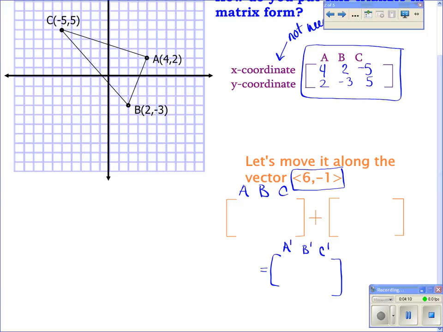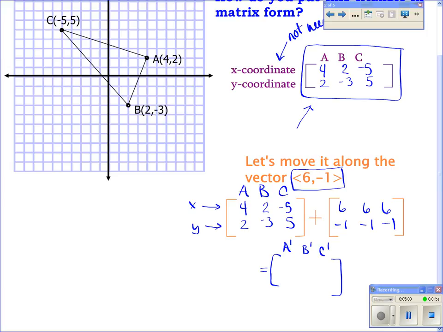So it'll end up at 3 new coordinates. ABC we already know, it's right up here. So we've got 4, 2, 2, negative 3, negative 5, 5. How do you think I could write that vector in the next matrix? All of your x values, which are on the top, are going to move 6. So you have to put 6 across the top on all of those. And all of your y values are going to be decreased by 1. So you put negative 1 across the bottom on all of those. So all we do is add, which is just what we did on the previous page.